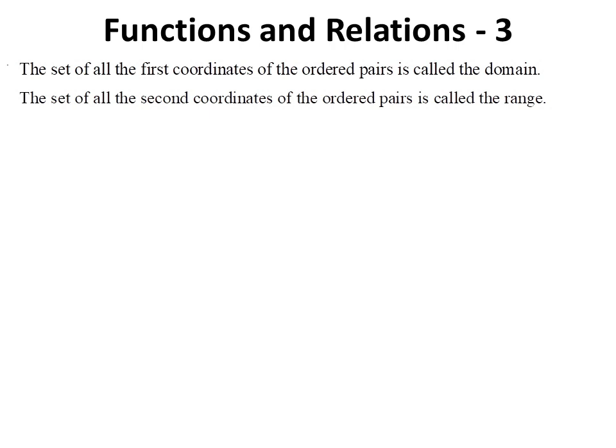Let's first briefly review the definition of domain and range. As can be seen, the set of all the first coordinates of the ordered pairs is called the domain, while the set of all the second coordinates of the ordered pairs is called the range.